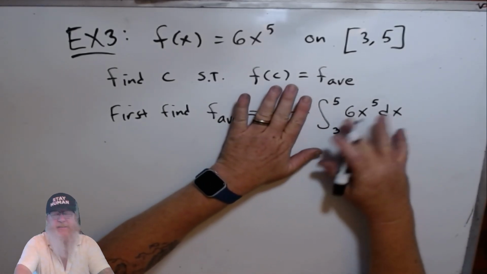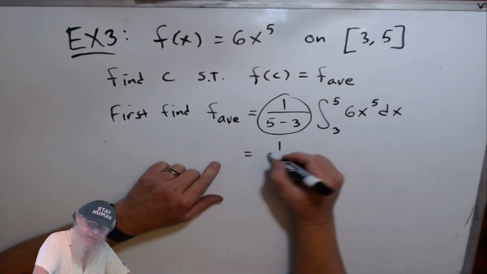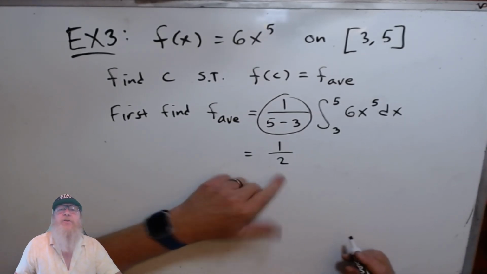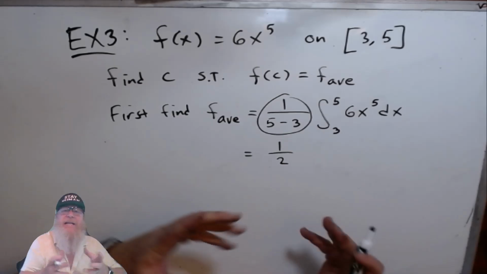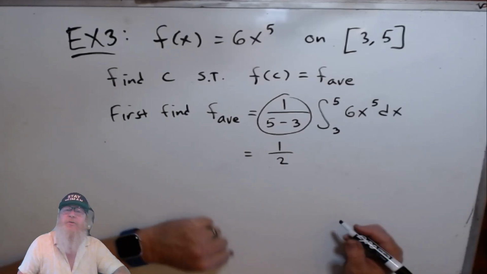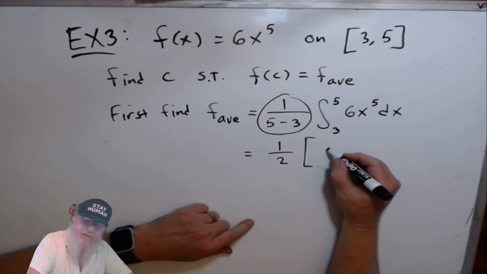I could do this in steps. I probably will at some point. So this is my width of the interval. The width of the interval is 2. You could also say divided by 2, but I just say 1/2. We're dividing by the width of the interval. Hang on to that for a minute. Don't do anything with that. And then work on the antiderivative here.